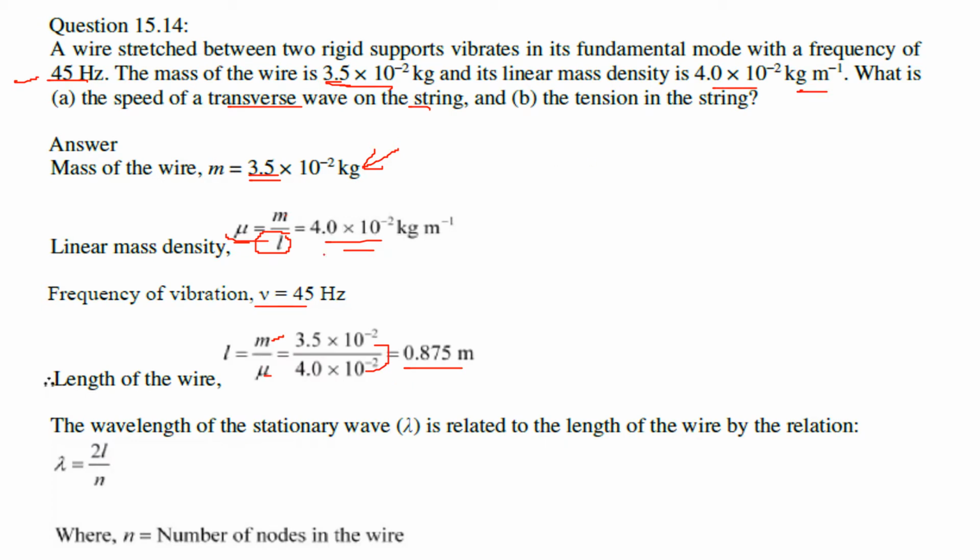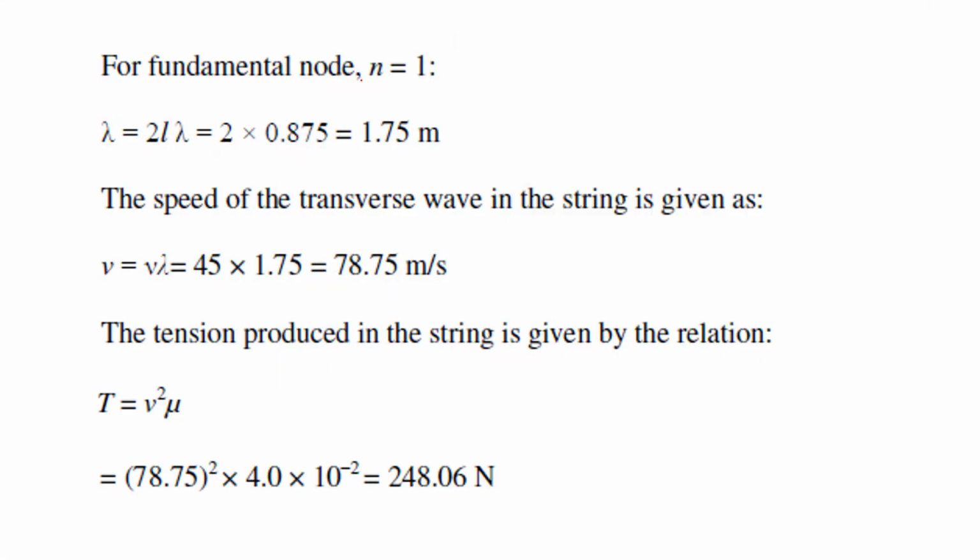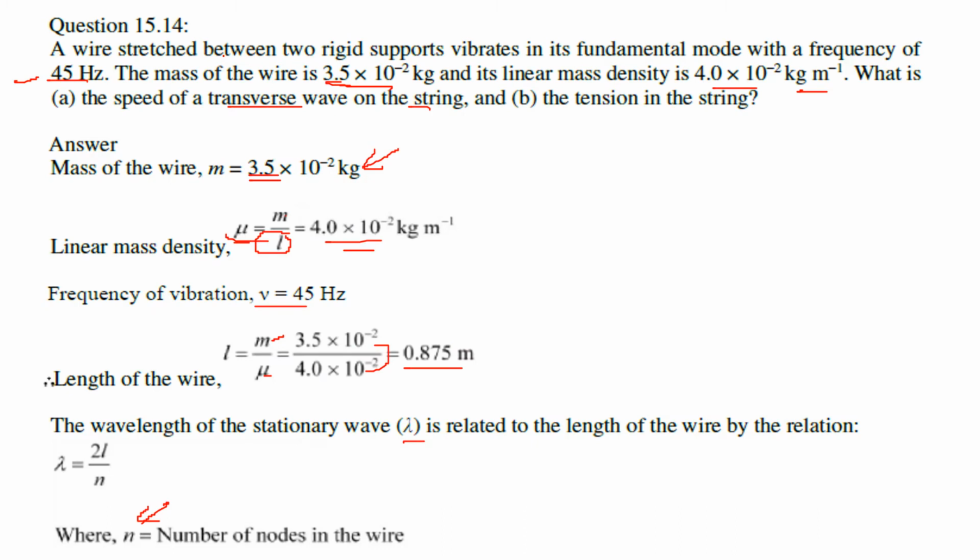In this case, the wavelength of the stationary wave, lambda, is related to the length of the wire by what relation? In this particular case, we have lambda equal to 2L by n. What is n here? This is the number of nodes in the wire. For the fundamental mode, we have to put n equal to 1. When we put n equal to 1 in this equation, what do we get? You get lambda equal to 2L.